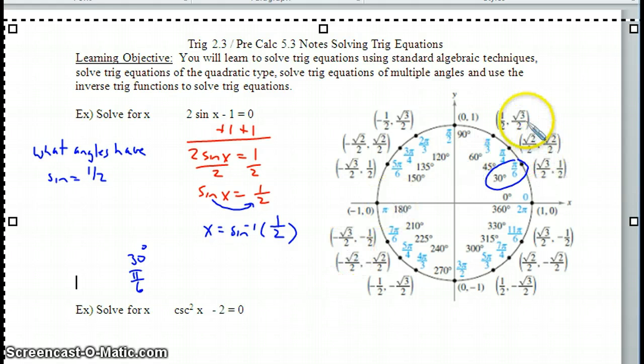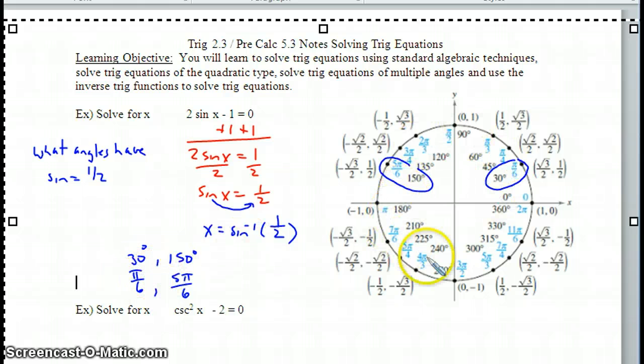Keep going around the unit circle. Let's see. Here's another angle right here. 150 degrees. And 5 pi over 6, which is the same thing, if I want to give it in radians instead. Keep going around the unit circle. That's a negative 1/2 for sine. That's a negative 1/2. So on my unit circle, I get these two angles. But those are not the only two angles that have a sine of 1/2.